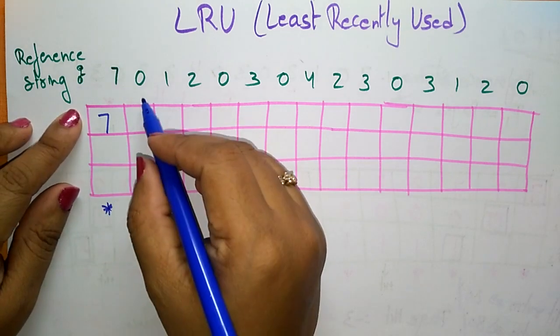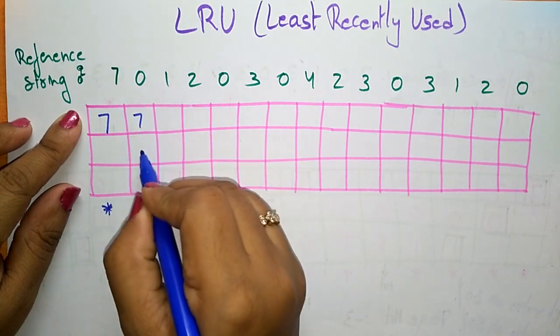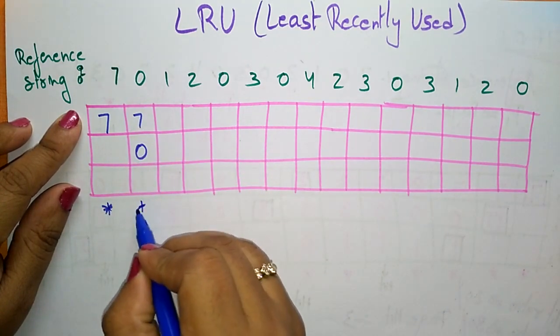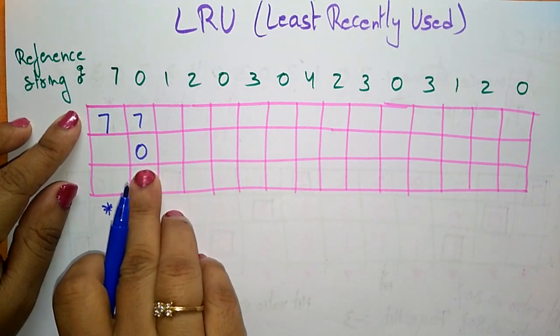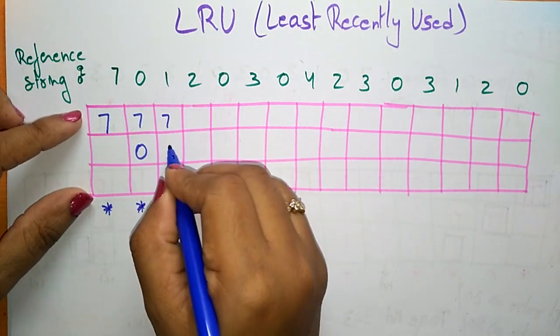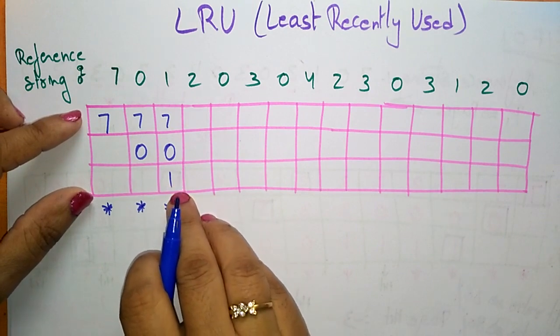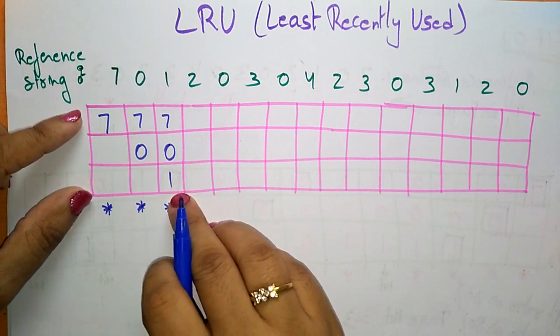Next I have to place 0. Already two frames are free, so just place 0. This is also a page fault because 0 is not present in the RAM. Next I have to place 1. 7, 0, 1. This is also a page fault because 1 is not present in the RAM.